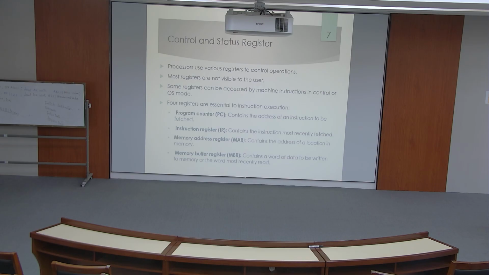Now, let's talk about the control and status registers. These are not visible to the users. Some of them can be accessed by machine instructions in control or operating system mode. We have these 4 different registers, which are very important to the execution of the instruction. We have the PC, program counter. It contains the address of the next instruction to be fetched.